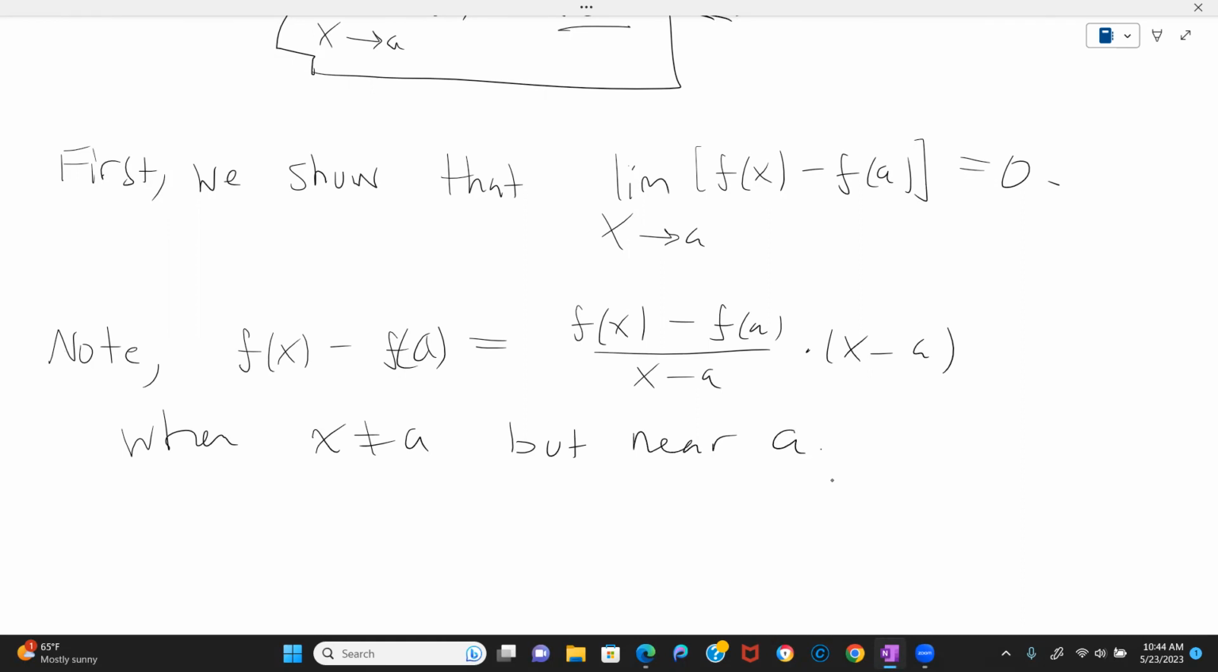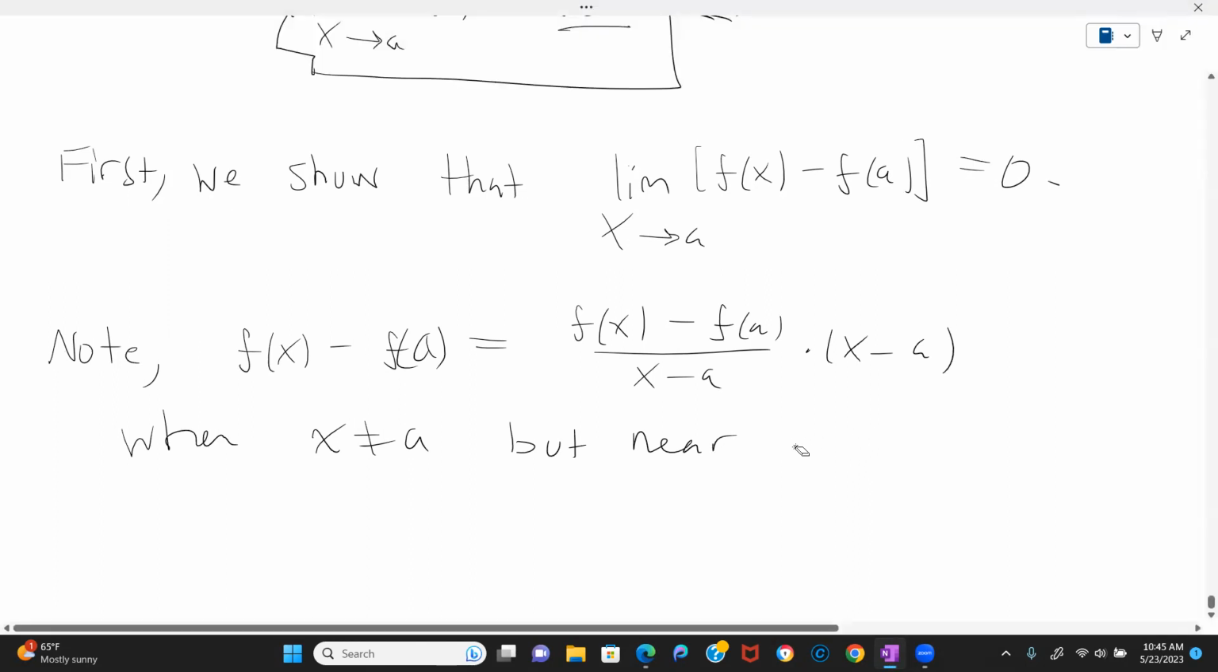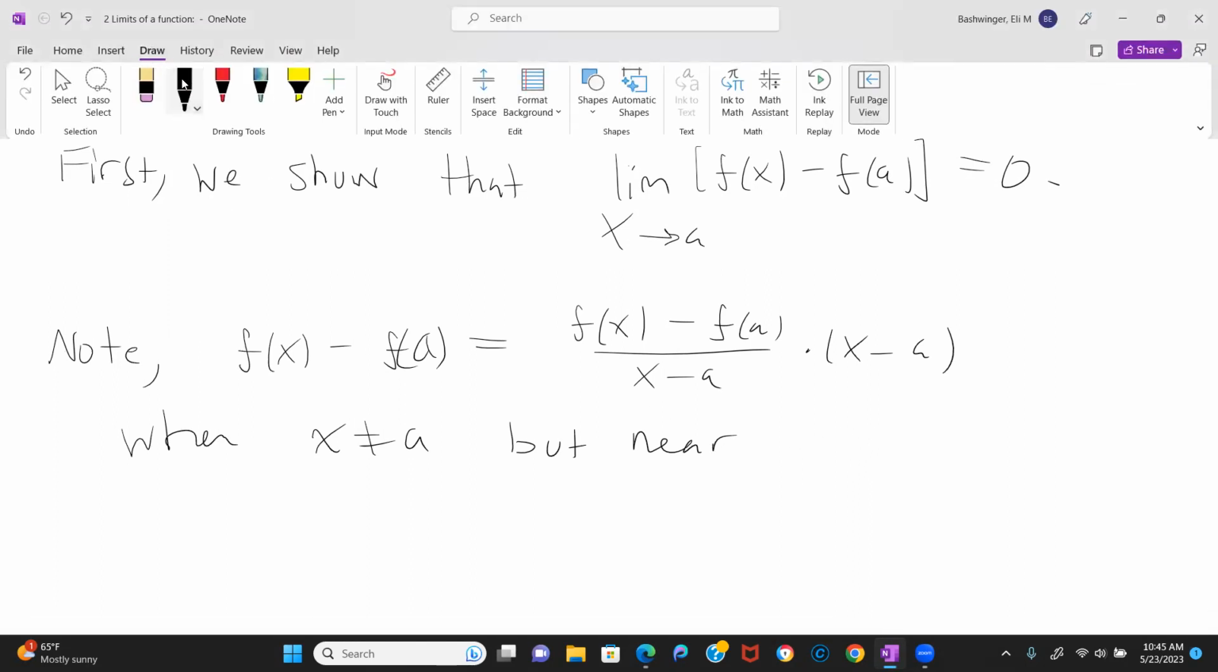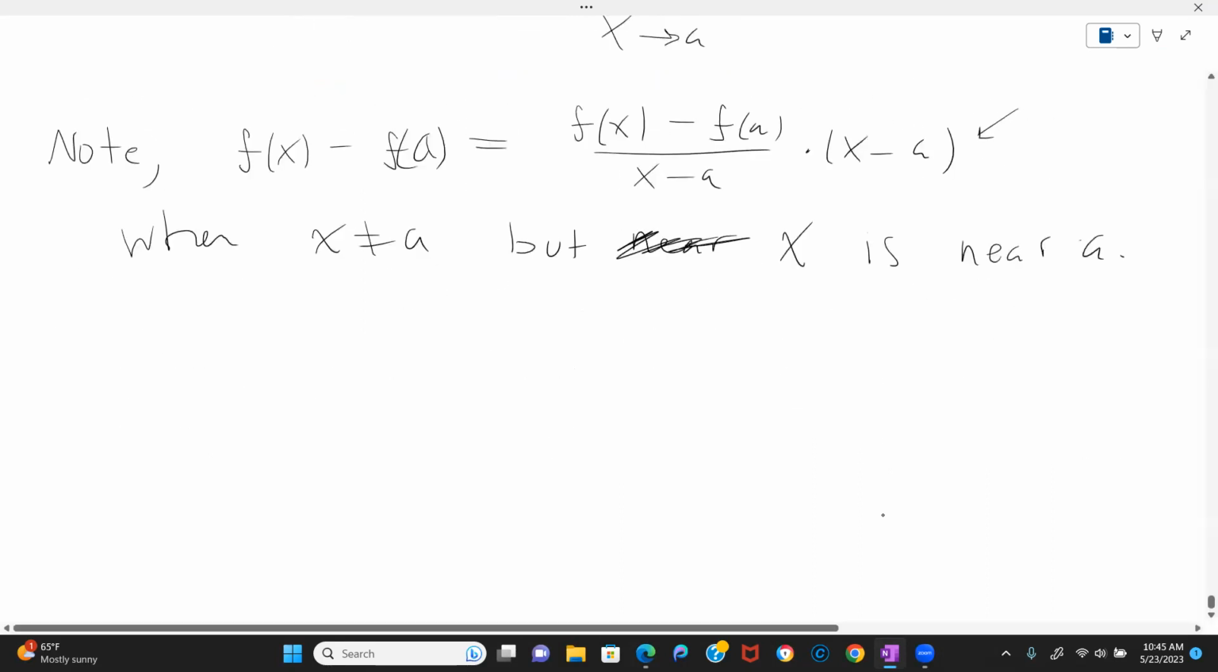Let's say x is... I've got to really figure out why this computer's not working that well. It's ridiculous. Anyways, x is not going to be equal to a, but x is near a, and that's all we need for computing limits: that x is not equal to a, but it's near a. So this equation holds when x is not equal to a, but near a.